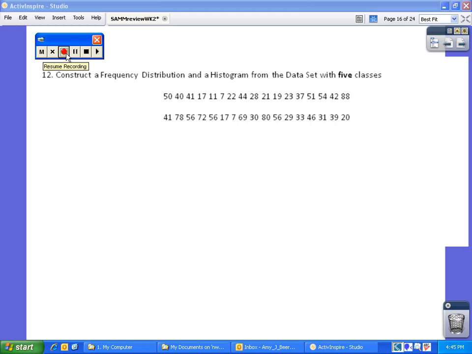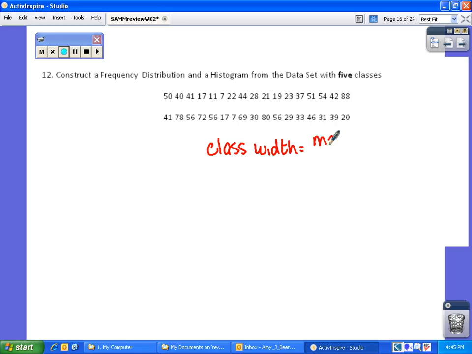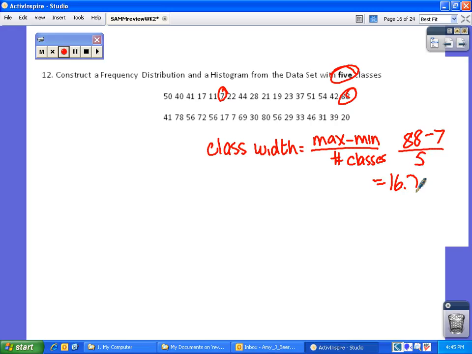Next, we're going to construct a frequency distribution and a histogram from the data set with 5 classes. I'm going to find the class width, which is max minus min divided by number of classes. The max is 88, and the min is 7, over the number of classes, they told us that, it's 5. And I get 16.2. Remember, for a frequency distribution, always round up. I know you want to round that to 16, but you always round up to 17.